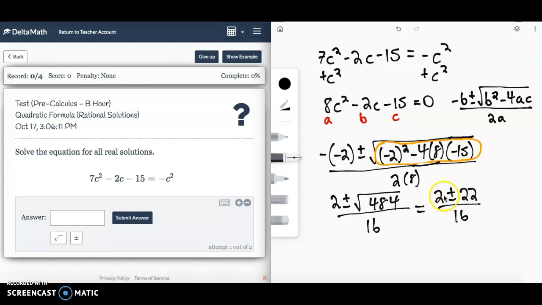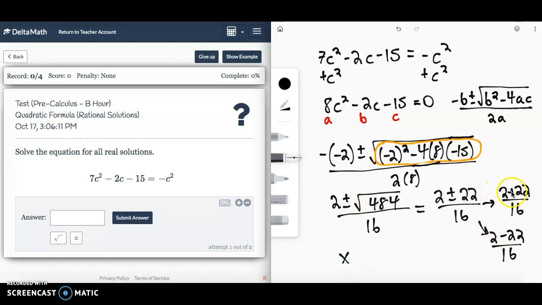Okay, and now since I have something plus or minus something all over one number, this is where I'm going to split up my answer. For one of my answers, I'm going to do the positive version of it, 2 plus 22 over 16, and then for the other answer, I'm going to do 2 minus 22 over 16, because I have that plus or minus here, and so these will give me the two separate answers.